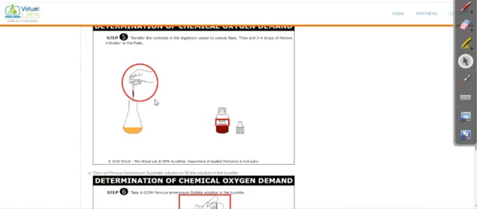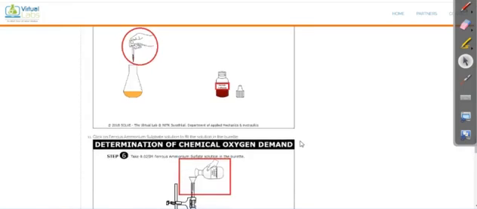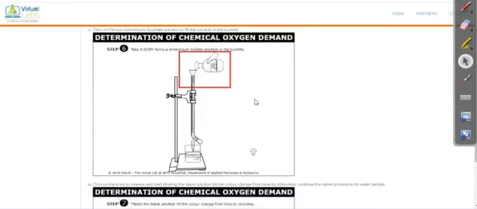Now which indicator do we use here? Here we use the ferroin indicator. 2 to 4 drops of the ferroin indicator we have to add to this sample. But before adding, wait for 30 minutes and let the sample cool, and once the sample is cool, then we add the indicator, and then we titrate this solution with the ferrous ammonium sulfate.